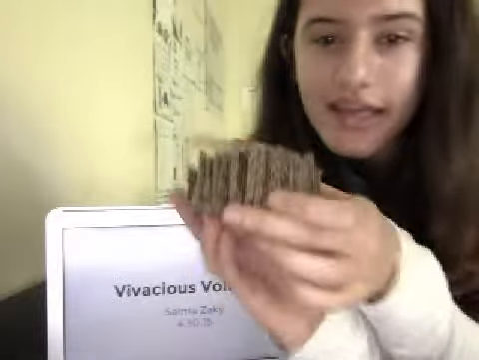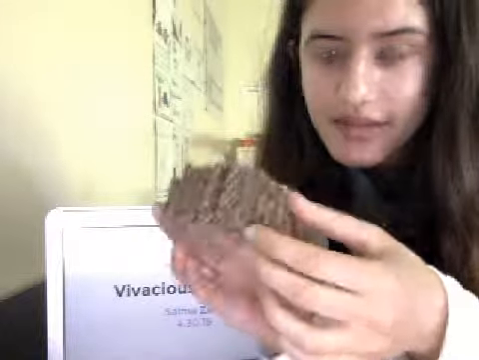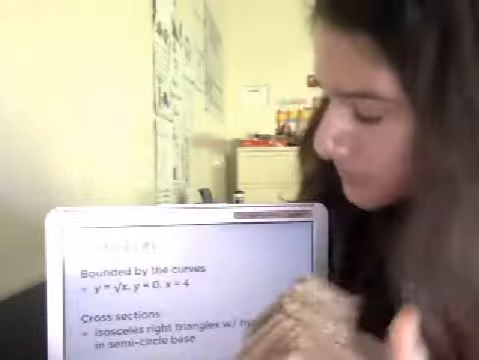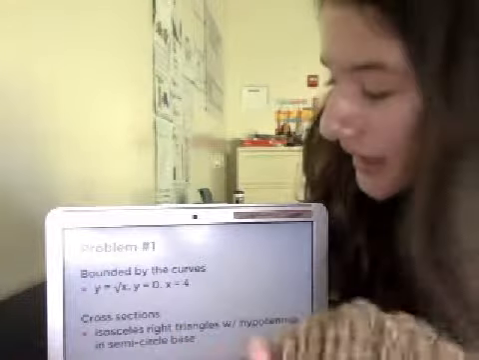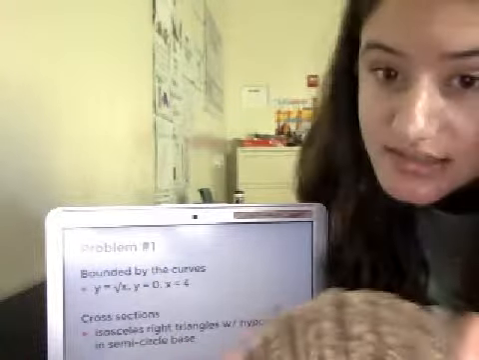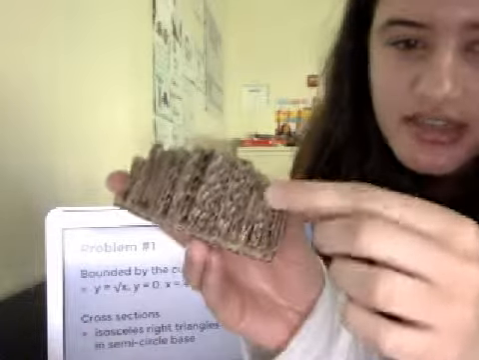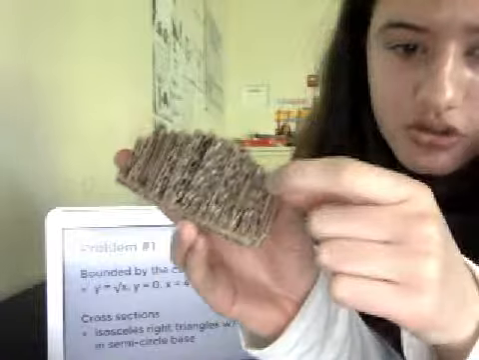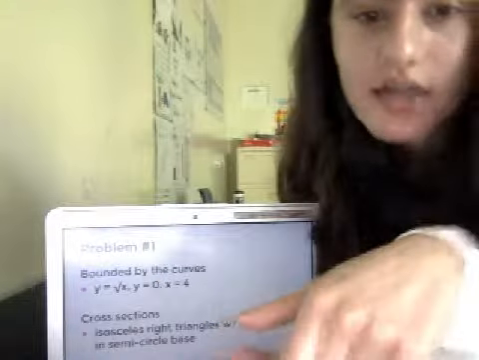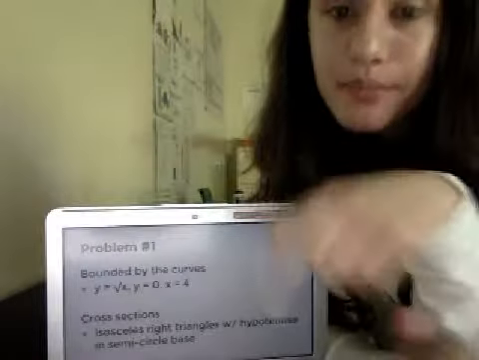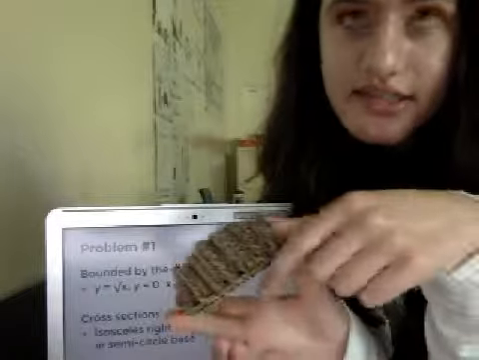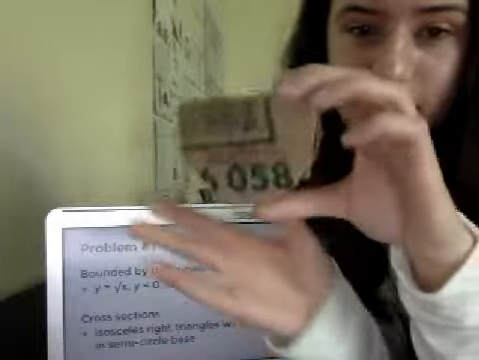Okay, this is my model, and it's a beautiful model bounded by y equals square root x, y equals 0, and x equals 4, and then each cross-section has a width of 0.2. And the cross-sections are isosceles right triangles with the hypotenuse as the base in a semicircle, as you can see here.